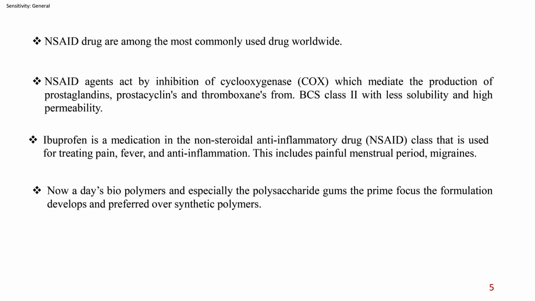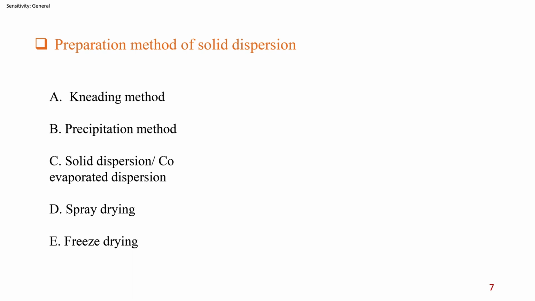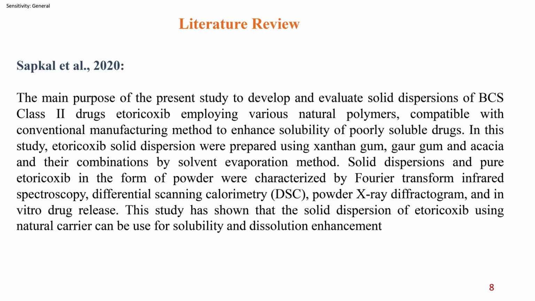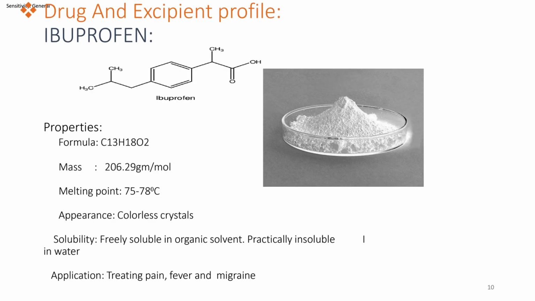NSAIDs are commonly used worldwide. Ibuprofen is mainly used for treating pain and fever. Solid dispersion is prepared by using various methods. First is the melting method, second is the precipitation method, third is the co-evaporation dispersion method, fourth is spray drying, and fifth is freeze drying. We took our literature from Sabkal et al. 2020 and Mr. Gupta et al. This is the structure of ibuprofen, and here are some of its important properties.